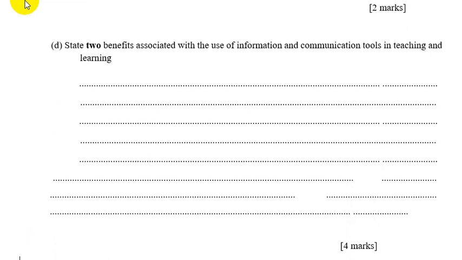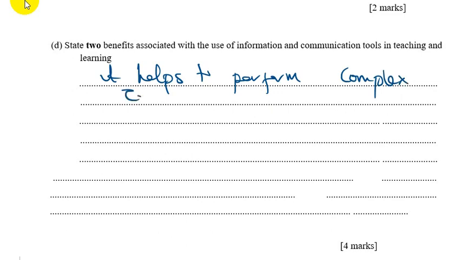It says list 2 benefits associated with the use of information and communication tools in teaching and learning. Now, when we are using a computer in teaching and learning, what are the benefits? It helps us to perform complex calculations. If you have a computer and a question, square root of this, square root of that, with the calculator it will be faster, right? So it helps to perform complex calculations.